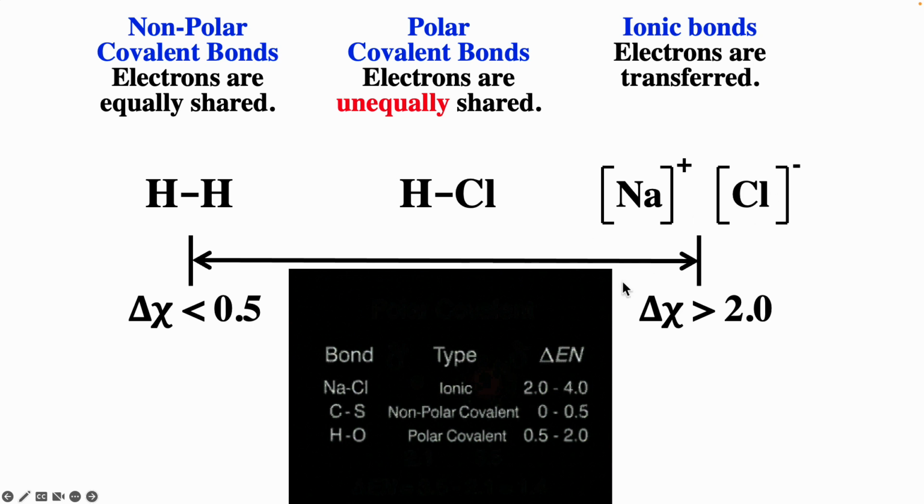And so if the difference in electronegativity between two atoms is between 2 and 4, we consider it's going to form an ionic compound. If the difference in electronegativity between two atoms is less than 0.5, we consider it nonpolar covalent. If the difference in electronegativity is between 0.5 and 2, then there's unequal sharing of the bonding electrons, and we consider the bond a polar covalent bond.